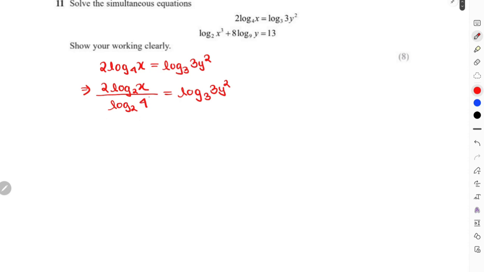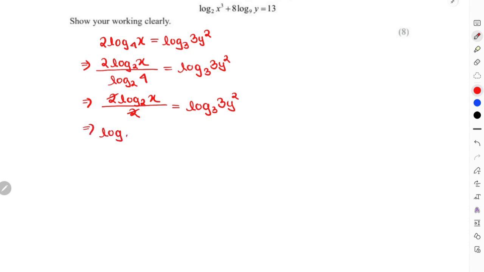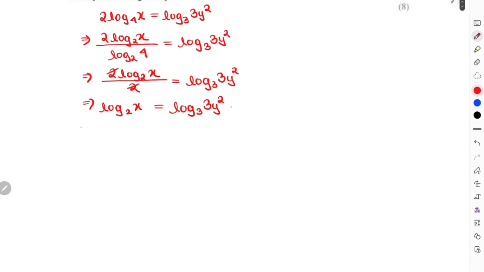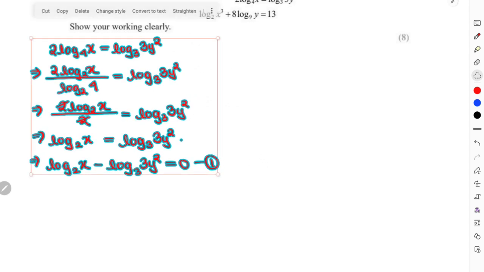Okay, now obviously log base 2 of 4 is 2. I already explained this in the previous part. So you have 2 log base 2 x divided by 2 and then log base 3 of 3y square. This 2 gets cancelled out and eventually you have log base 2 x equals log base 3 of 3y square. I'll just take all these things to the left hand side. Now this is your first equation. I've simplified it and kept it in the very simplest format.